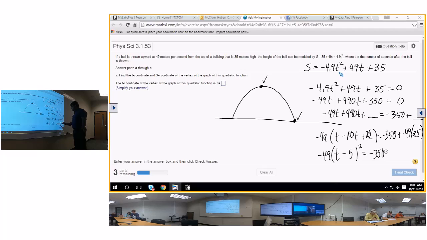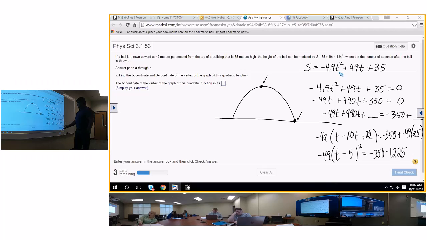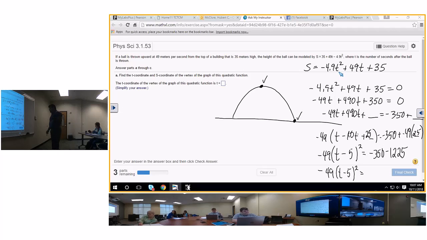Negative 1,225. Okay, go ahead and add those two together. Negative 49 times t minus 5 quantity squared is equal to, and what's negative 350? Dang, on negative 1570. What is it? 1575.